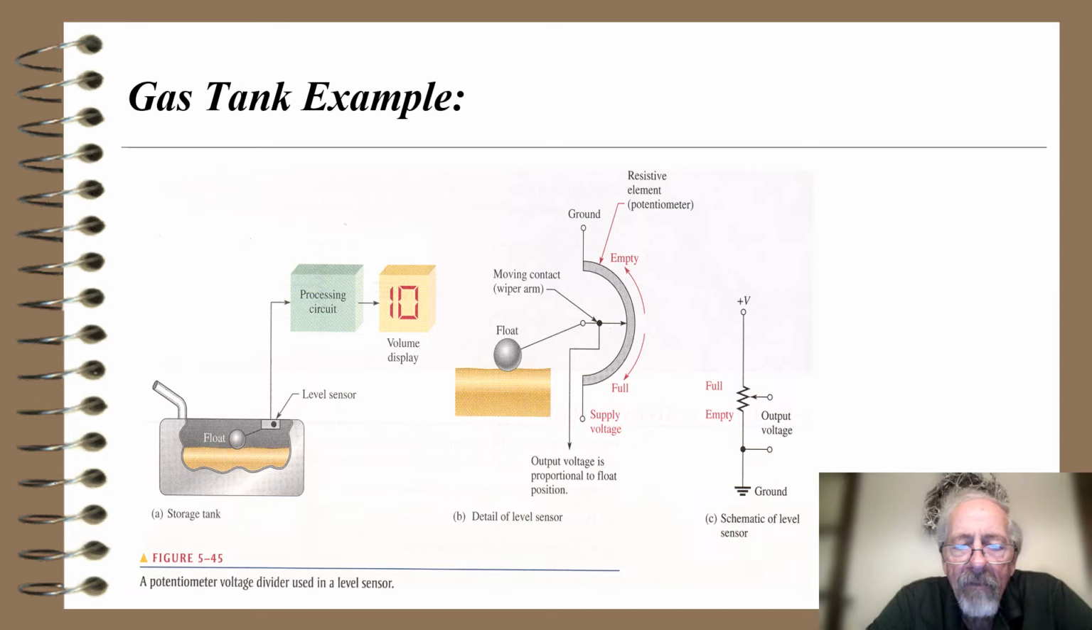So a little more detail, this level sensor is shown on part B, where it shows what's called a potentiometer, resistive element potentiometer, and where the float is gives rise to where the moving contact touches that potentiometer. So if the float is low, that moving wiper contact will go back up towards the top, which would show an empty tank, or if the tank is full, the float would rise higher and the wiper would go down towards the bottom of the potentiometer and say that the tank is full. So again, the schematic for that is on the figure C. On the right-hand side, the output voltage is a measure of how much gas is in that tank.